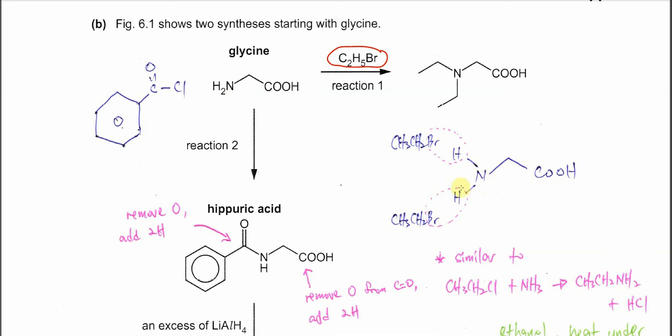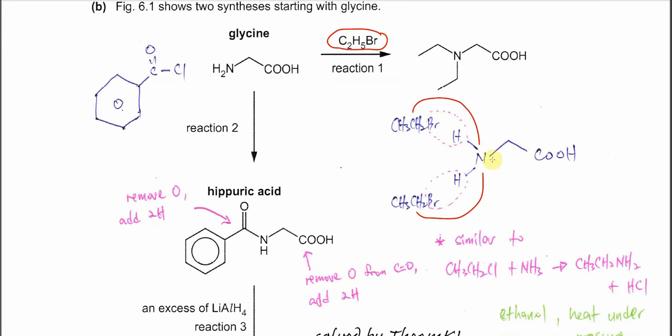This is glycine. The two hydrogens will react and combine with the bromine to form HBr, and it will get removed. Eventually new bonds form between the C and N here and the C and N here, to form the compound here.